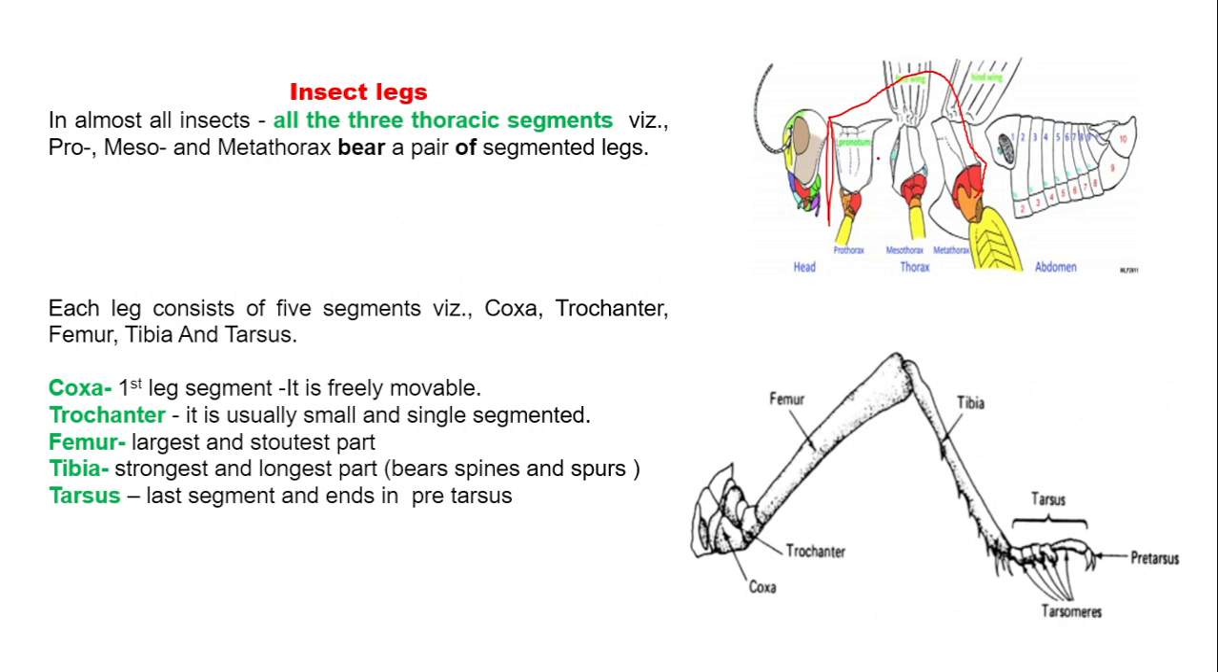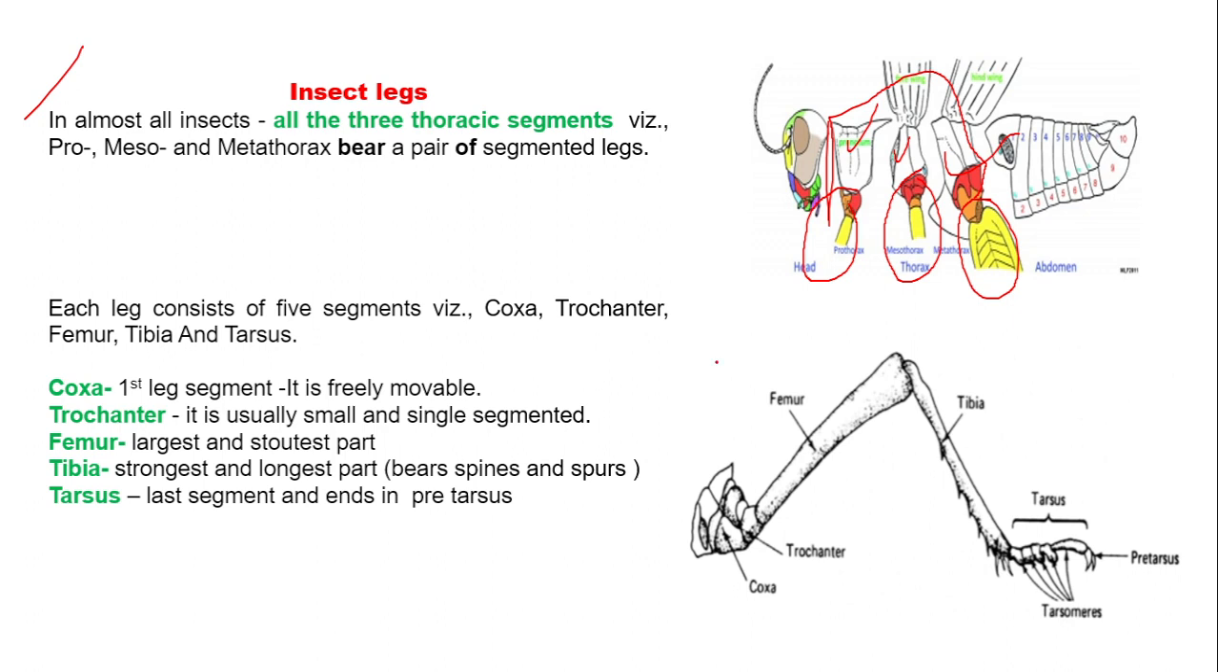The insect thoracic region consists of three segments, that is prothorax, mesothorax and metathorax. Each thoracic segment bears a pair of segmented legs. That is, prothoracic legs are known as forelegs, mesothoracic legs are known as midlegs, and metathoracic legs are known as hind legs. Therefore, in almost all insects, all three thoracic segments bear a pair of segmented legs.